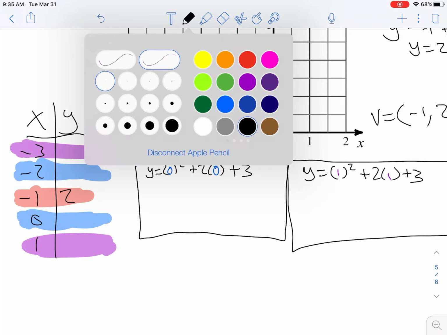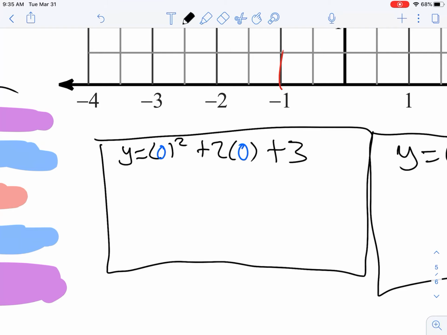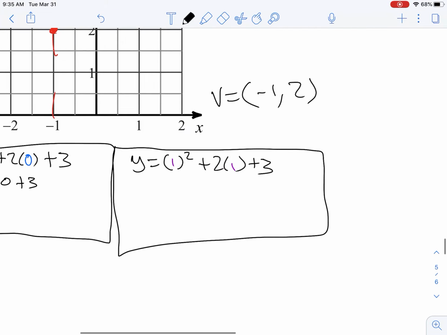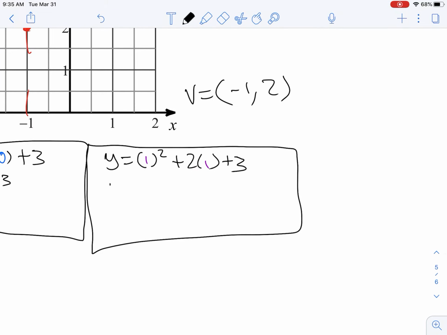So as I go through and evaluate for my first box, 0 to the second power is 0, plus 2 times 0, which is 0, plus 3. Well, y equals 3. So next was 0, y is 3. That is also true up here. For purple, when I evaluate this, 1 to the second power is 1. 2 times 1 is 2.